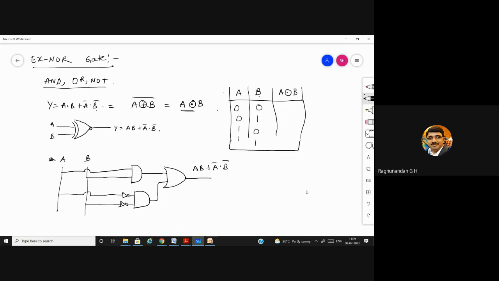When you compare with XOR, what was the thing which I told in XOR? If same input, it's 0. But here, if same input, it is 1. If it's the same input, it is 1. If different inputs, then it is 0. Okay, 1, 0, 0, 1. So this is what we are having for the XNOR operation.